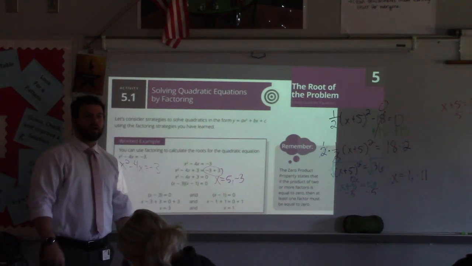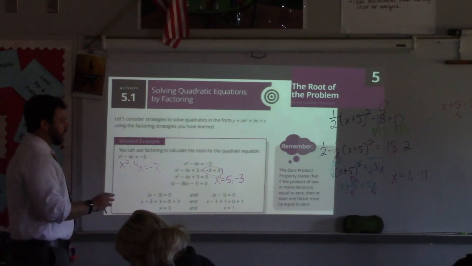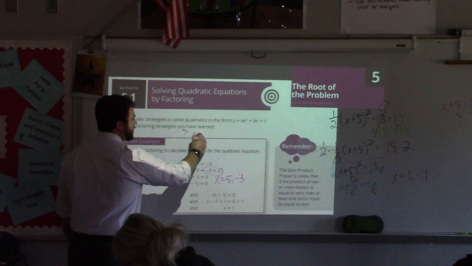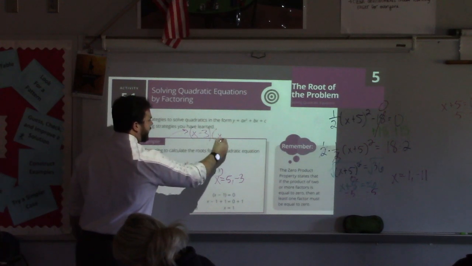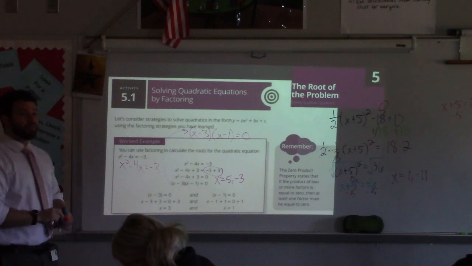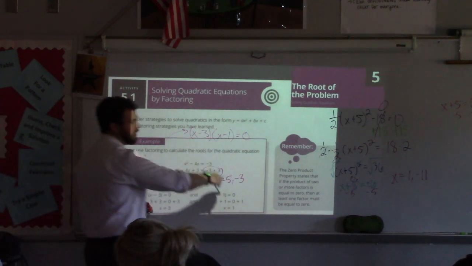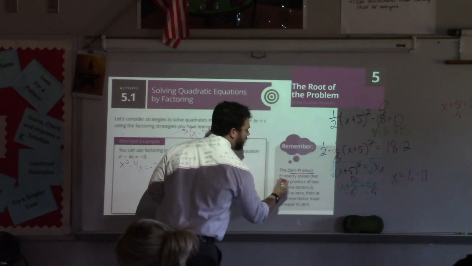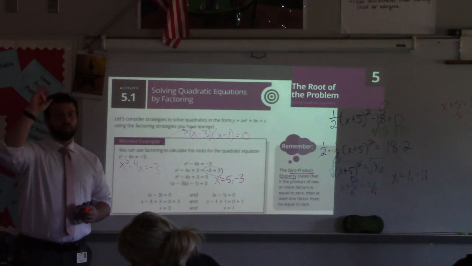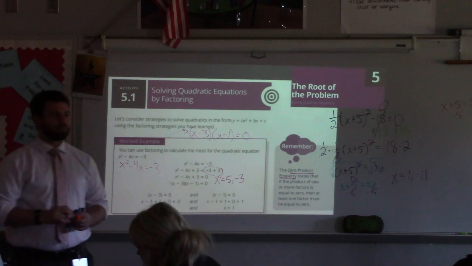A 0. On top of that, I want to point this out before we get too far into this: x minus 3 times x minus 1 is equal to 0. The reason why we also really want it equal to 0 is because of this thing over here. Notice this detail. The zero product property. What is anything times 0? 0.